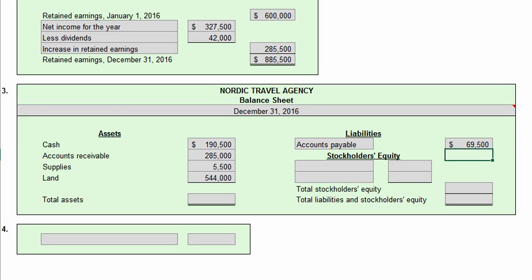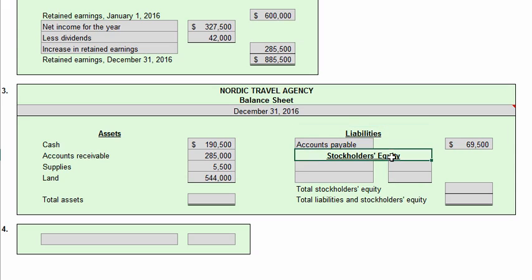A little trick to help you remember, given an account, what type of account it is. If it ends with the word receivable, it's going to be an asset. If it ends with the word payable, it's going to be a liability. Maybe that helps a little.